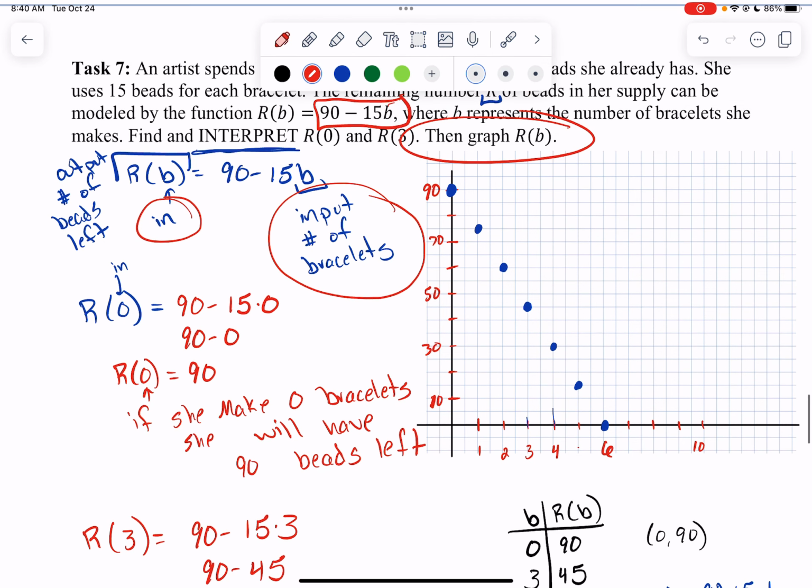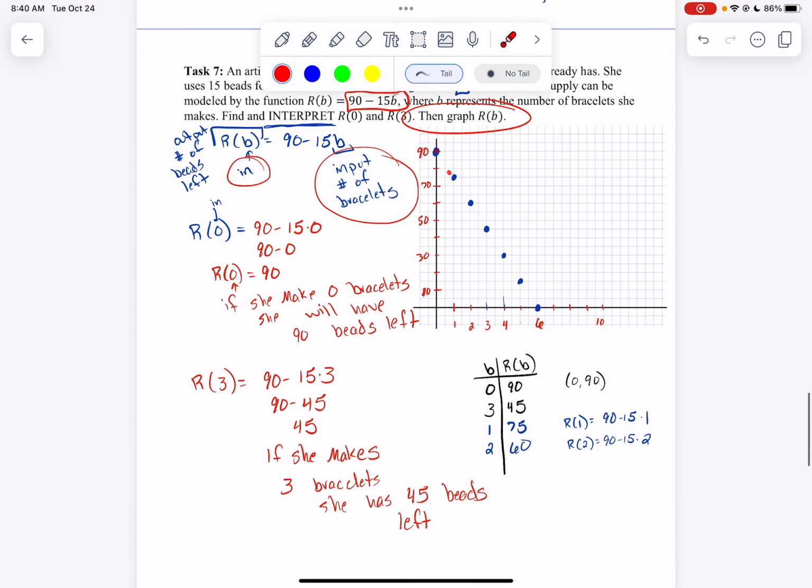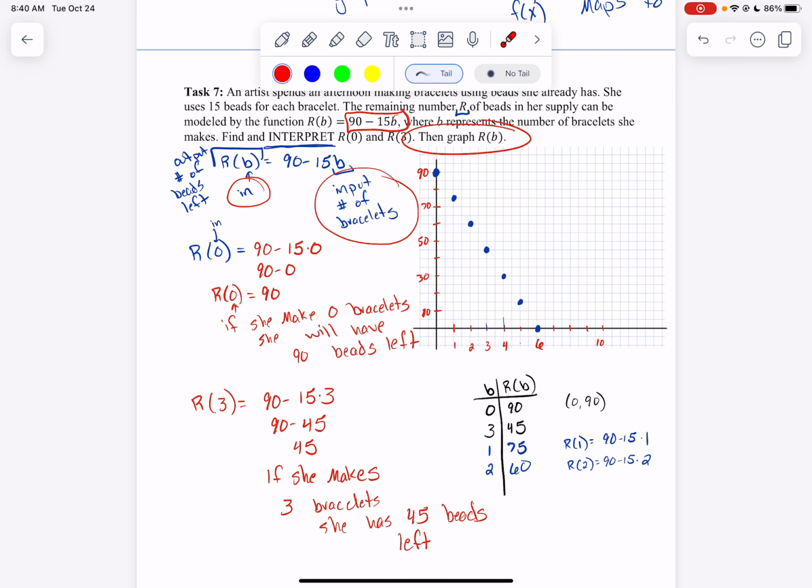Again, it looks very linear. You might be tempted to come in and connect the dots, but again, I can't make half a bracelet. I wouldn't make half a bracelet and see how many I have left. So it doesn't make sense to connect the dots in this case. So there is my graph. We graphed R of B. I can go ahead and mark off these points.